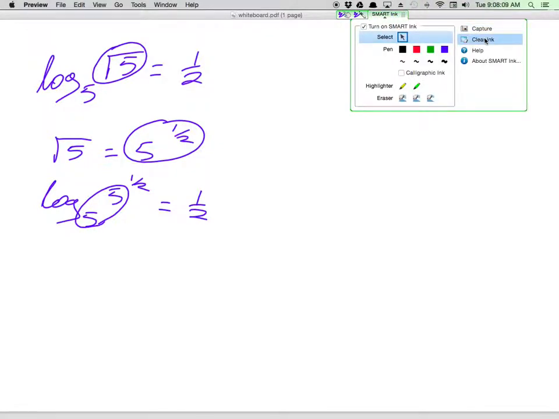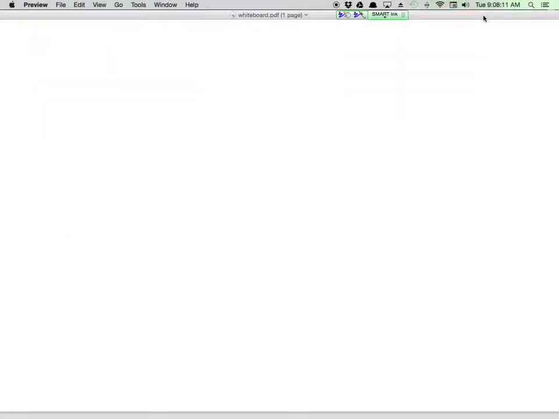Next one. Okay, log base 7 of 1 over 49. -2. -2 is correct. Okay, Kathleen, how'd you come up with -2? Well, since it's a fraction, I knew it was going to be negative, and then 49 is 7 squared. Very good. Everybody hear what she said?